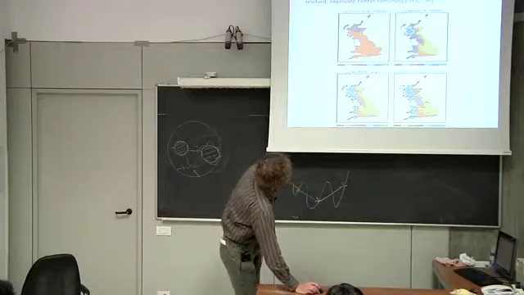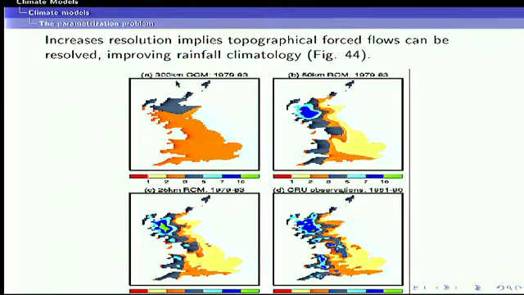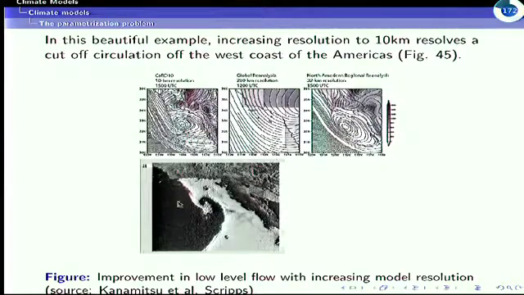So this is an example of how increasing the resolution from 300 kilometers down to 25 kilometers slowly improves the precipitation climatology, the rainfall climatology over Britain compared to observations, you see. At 300 kilometers, the whole topographical forcing of the precipitation is just completely absent. Whereas at 25 kilometers, we can see the rainfall generation very clearly.